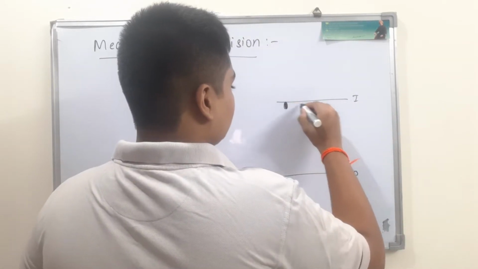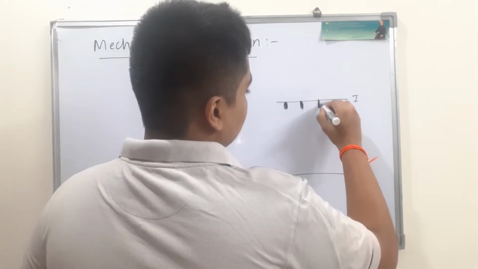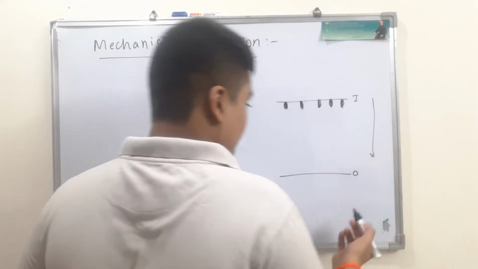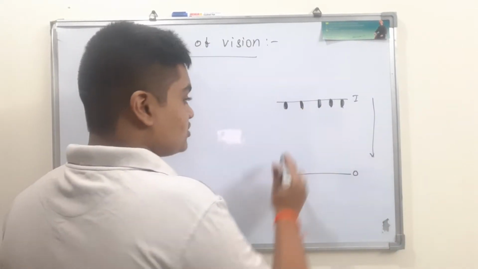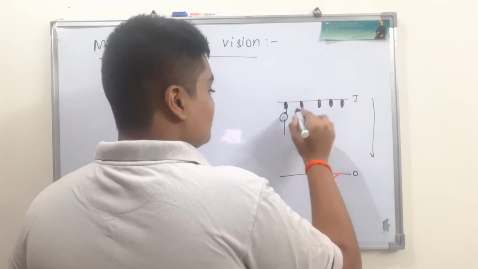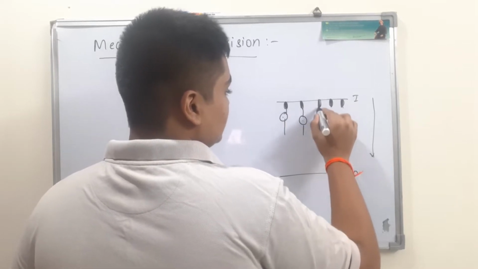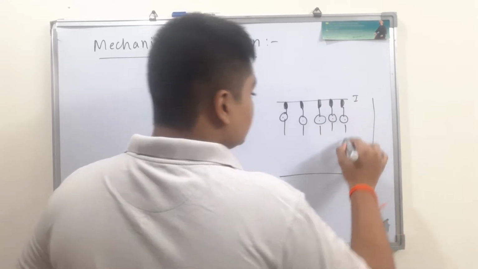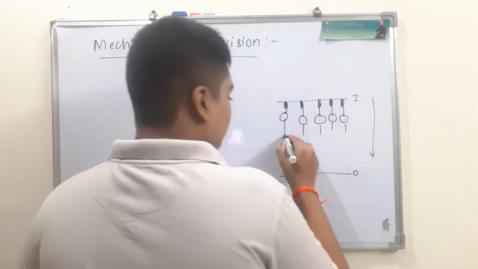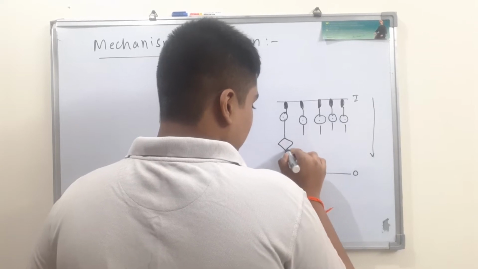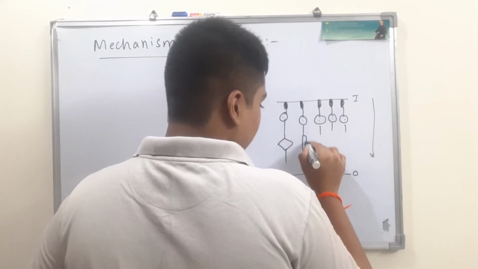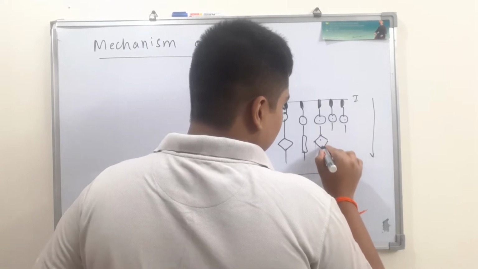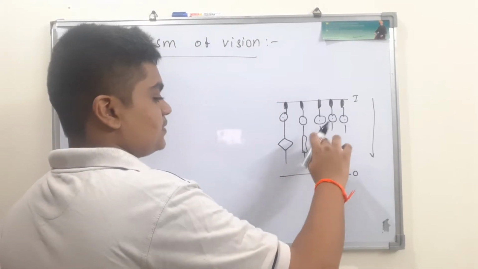We have talked that when moving from inside to outside, the first layer is of ganglion cells, the second layer is of bipolar neurons, and the third layer is of our rods and cones, that is our photoreceptors.